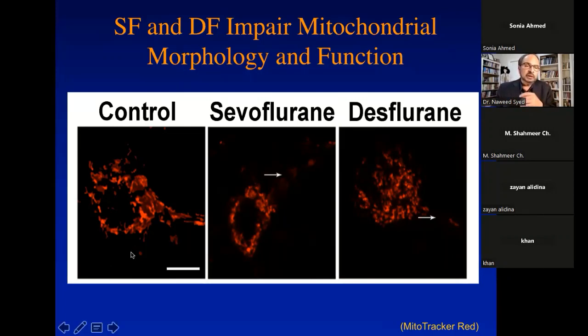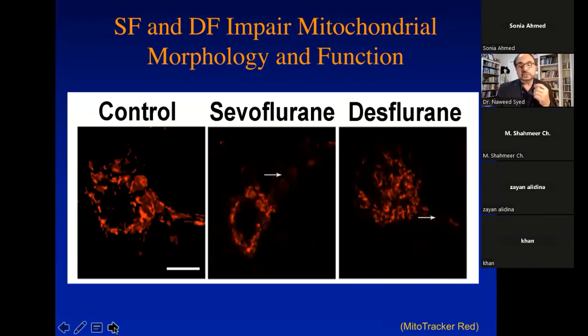So we looked at mitochondrial fragmentation, and what we find is that in the control we have extensive mitochondria that are fused, very healthy and rich, whereas with sevoflurane and desflurane the mitochondria start to go down in number, they become fragmented, and they are not a cohesive unit like a train, with bogies connected together.